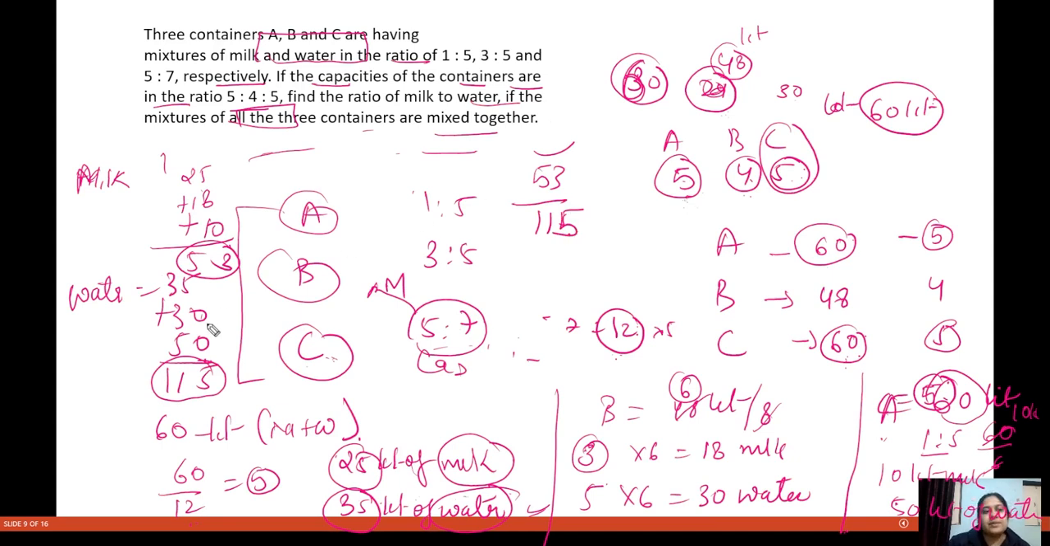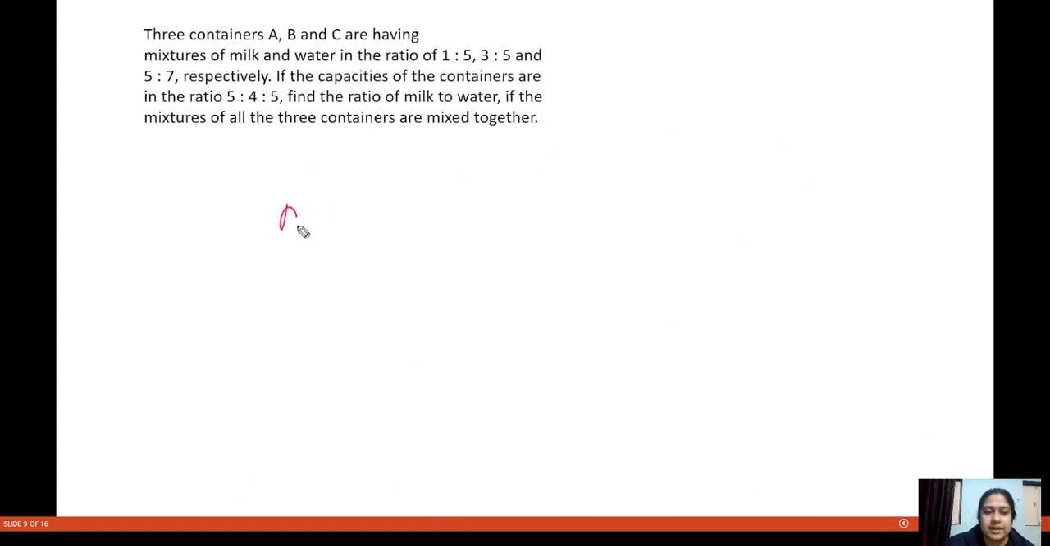So I hope everybody is clear with how this came. What we did here, basically the question said that you have three containers A, B, and C, and they have milk and water in the ratio 1 is to 5, 3 is to 5, and 5 is to 7. Now, if the capacities of the containers are in the ratio 5 is to 4 is to 5, find the ratio of milk to water if the mixture of all three containers are mixed together.